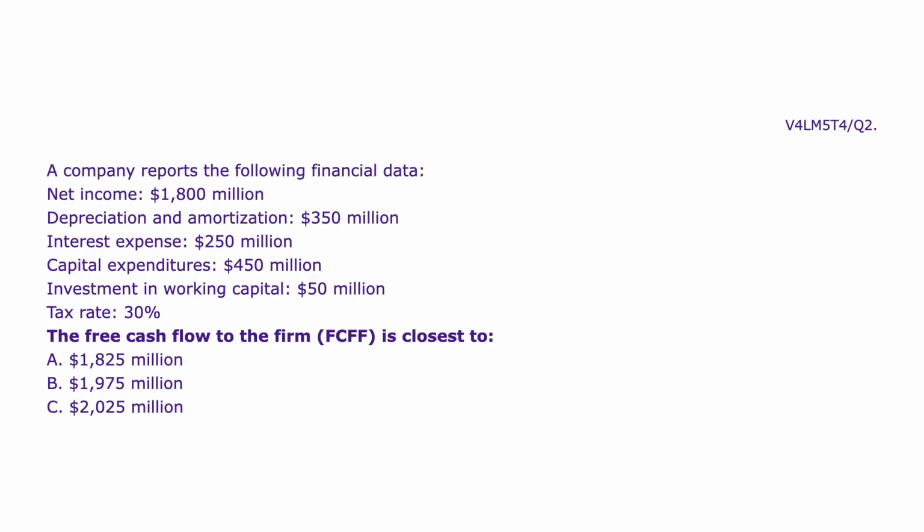A company reports the following financial data. Net income $1,800 million. Depreciation and amortization $350 million. Interest expense $250 million. Capital expenditures $450 million. Investment in working capital $50 million. Tax rate 30%. The free cash flow to the firm, FCFF, is closest to A, $1,825 million. B, $1,975 million. C, $2,025 million.